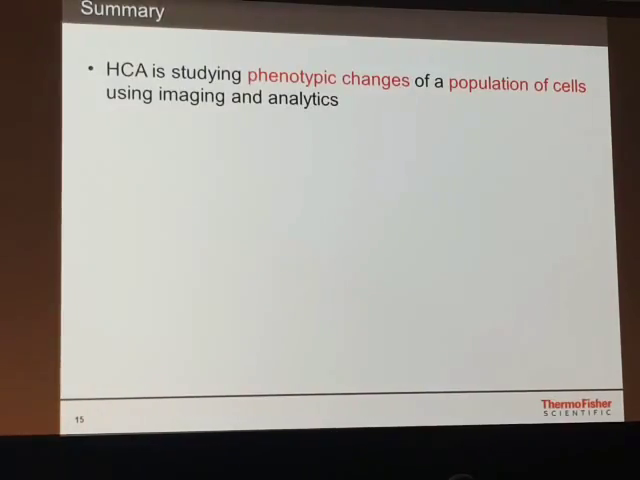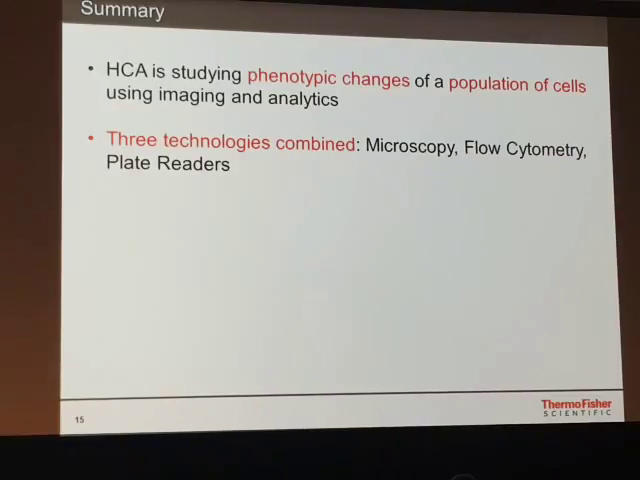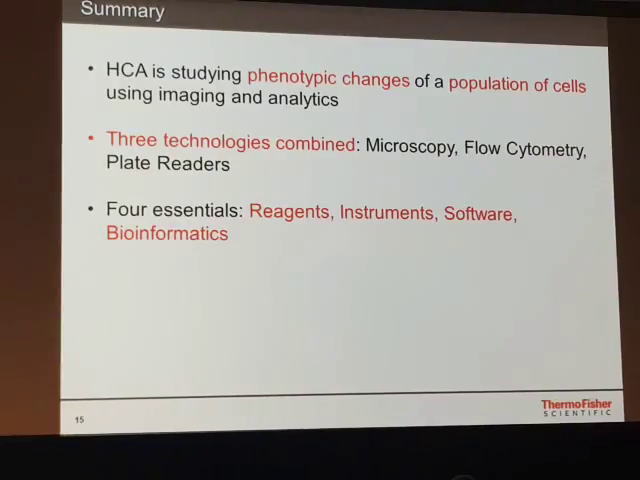And that's why I want to end my talk with five main things I hope you take with you. One is, what is high content screening? It's looking at phenotypical changes of a population of cells based on image analysis. The other one is that it combines three technologies, basically microscopy, flow cytometry, and plate readers. And you need four essentials before you go into high content screening: reagents, an instrument, good software that detects everything, and the bioinformatics and IT support behind it.